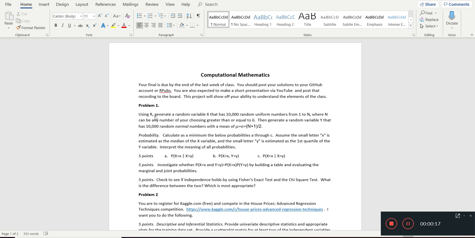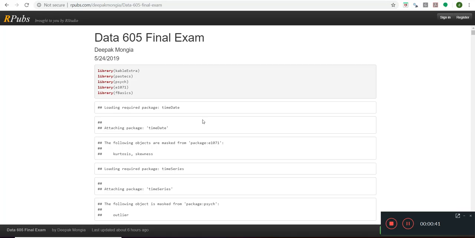The first question is, using R, we have to generate a random variable X that has 10,000 random uniform numbers from 1 to n, where n can be any number greater than 6, and then we'll generate a random variable Y that has 10,000 random normal numbers with a mean of mu equal to sigma equal to (n+1)/2. So we'll go right away to the RPubs.